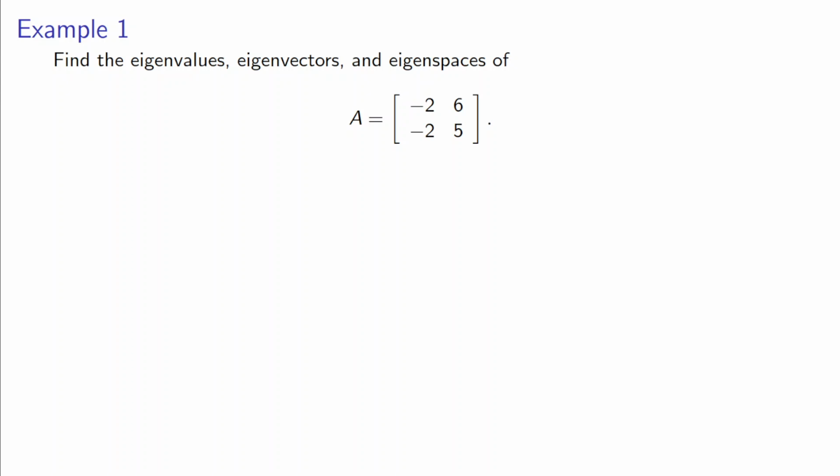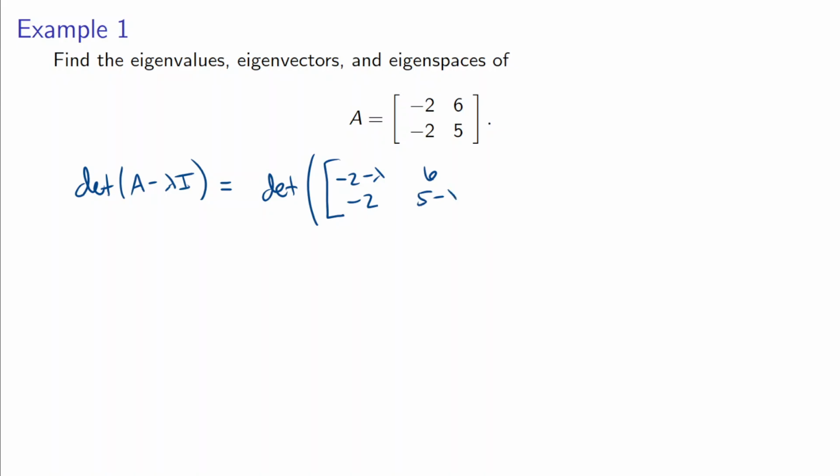So to begin with, we're going to be trying to solve the determinant of A minus lambda I equals 0. So that's going to be the determinant of [-2 minus lambda, 6; -2, 5 minus lambda]. And this is a 2x2 determinant, so we can just use AD minus BC. So that'll be (-2 minus lambda) times (5 minus lambda) minus 6 times -2.